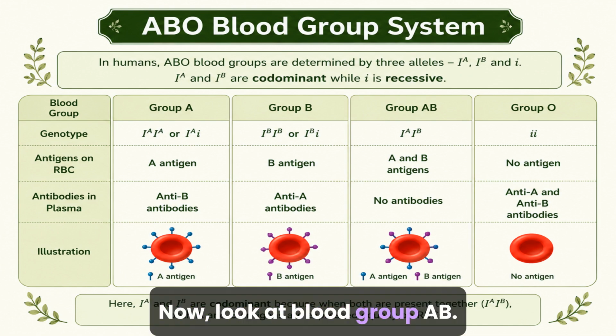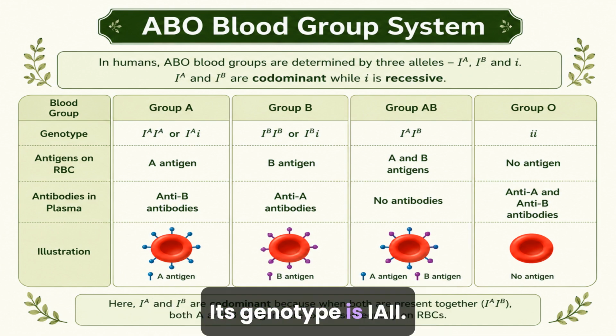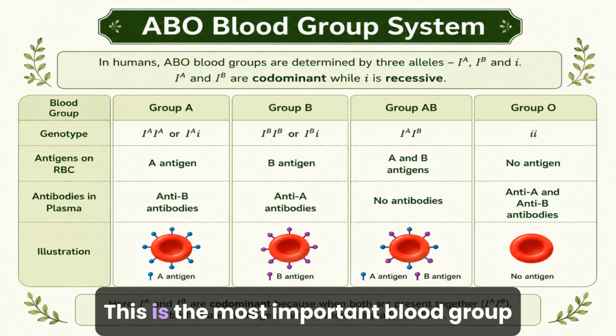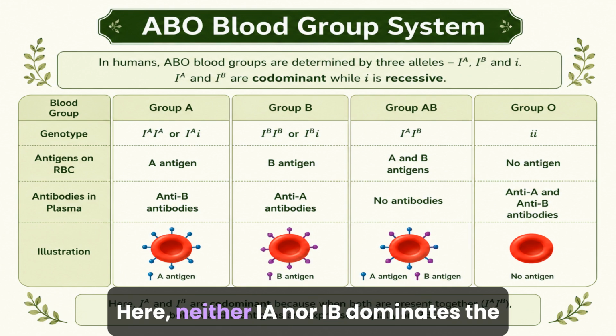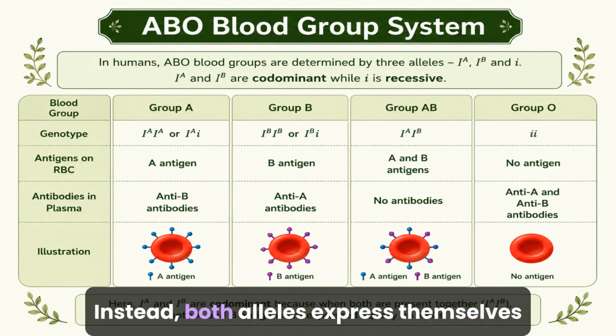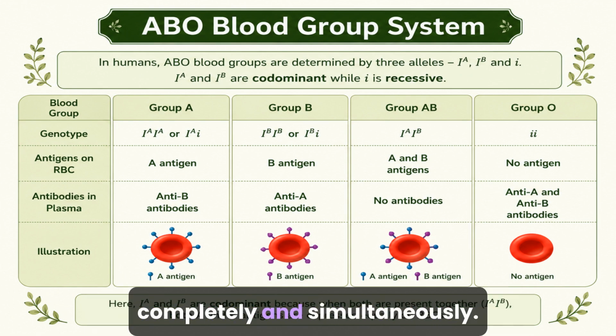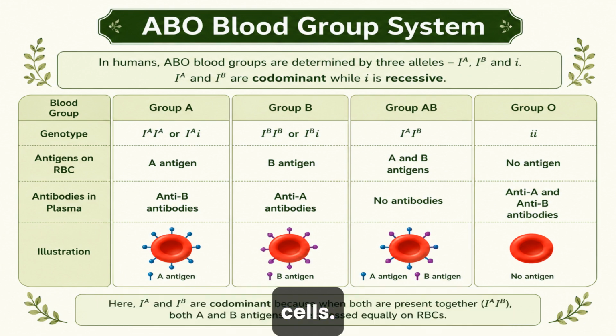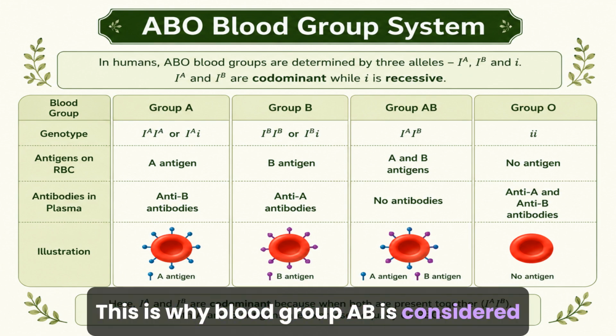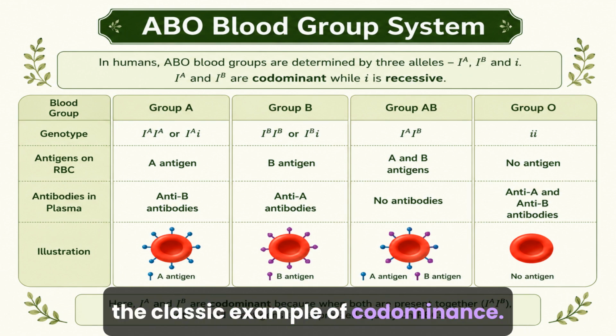Now, look at blood group AB. Its genotype is IAIB. This is the most important blood group for understanding codominance. Here, neither IA nor IB dominates the other. Instead, both alleles express themselves completely and simultaneously. As a result, both A and B antigens are present on the surface of the red blood cells. This is why blood group AB is considered the classic example of codominance.